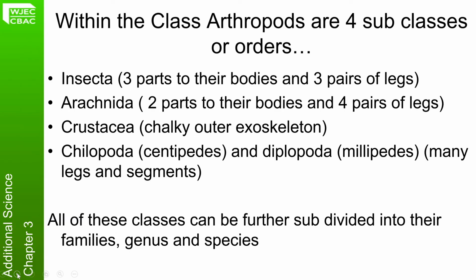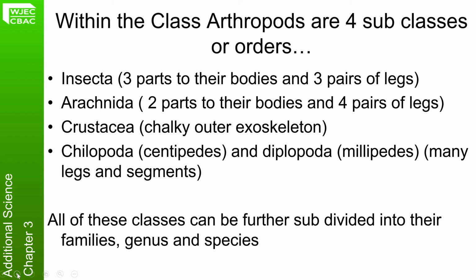Within this class Arthropoda, there are 4 subclasses or orders. We have the insects or Insecta. These have 3 parts to their body, their head, thorax and abdomen, and 3 pairs of legs, so 6 in total. The arachnids or Arachnida, okay, are our spiders. 2 parts to their body, a head and an abdomen, and 4 pairs of legs, so 8 in total.